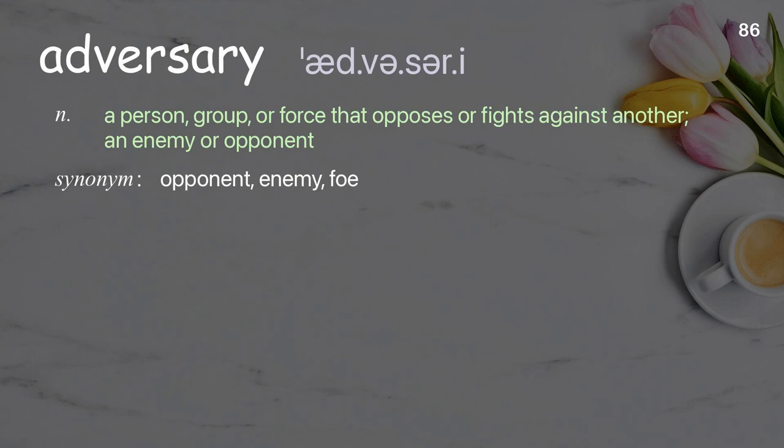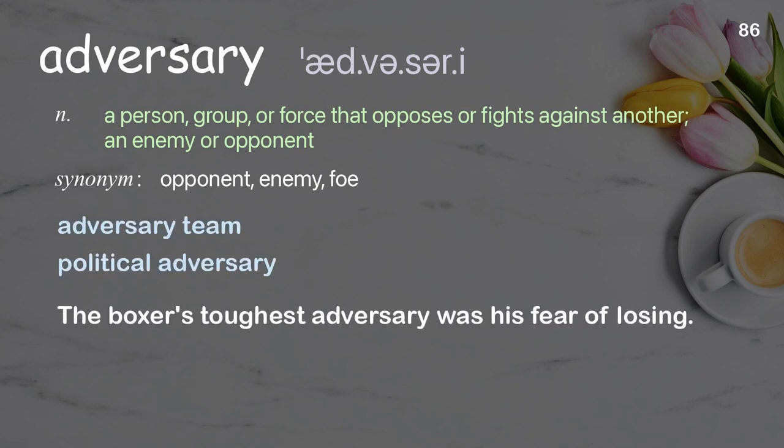Adversary. A person, group, or force that opposes or fights against another; an enemy or opponent. Examples: adversary team, political adversary. The boxer's toughest adversary was his fear of losing.